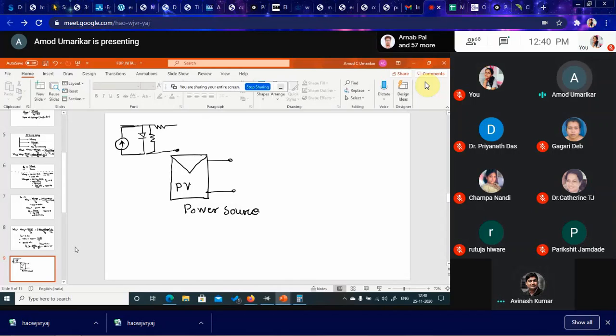If it were a current source, then it should always be giving current. But why do we connect a capacitor across it? Most of the time we connect a capacitor across it. Also, this voltage is varying and current is also varying. As per the insolation, voltage of course varies very little, but current varies very significantly.